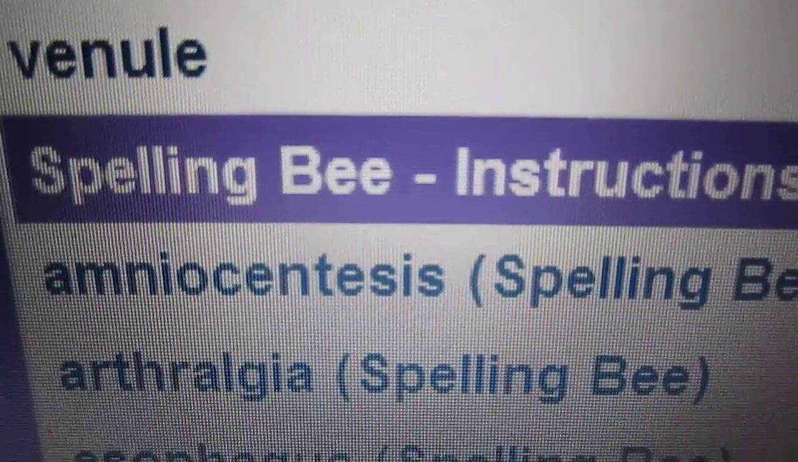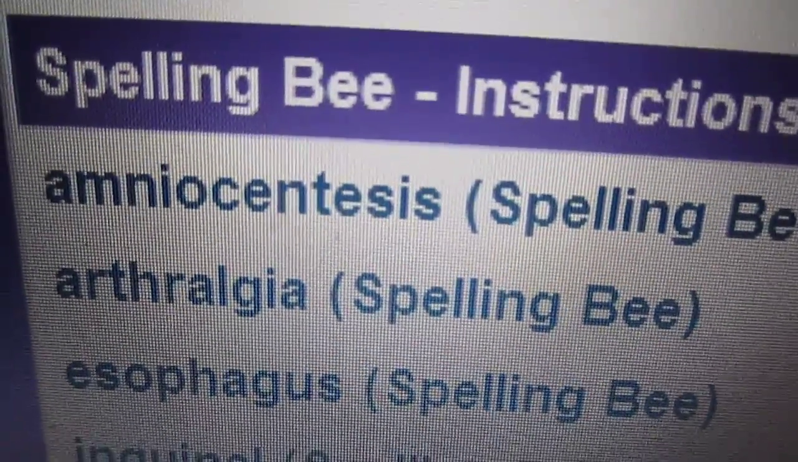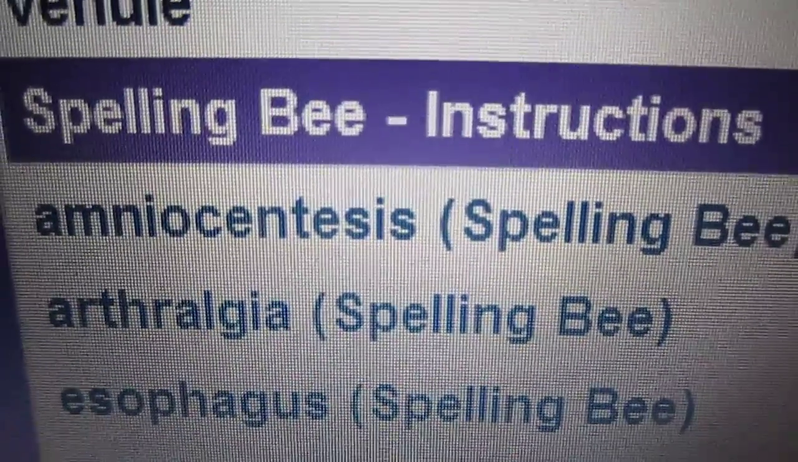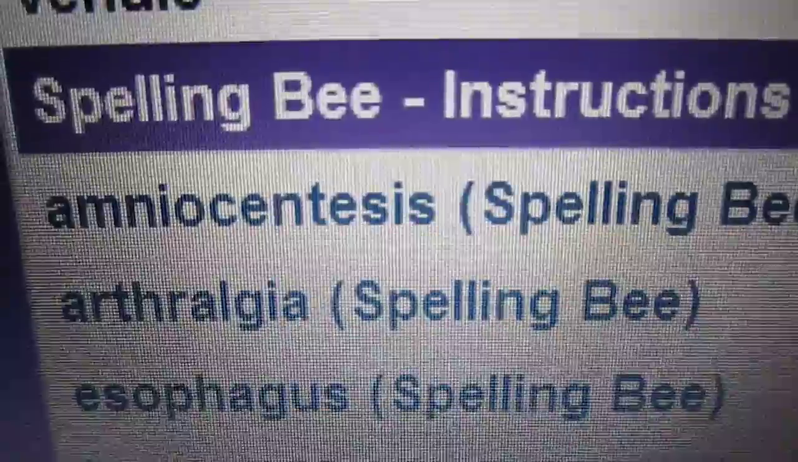For the spelling bee, I will read a term 2 times. Please spell it aloud, in your head, or on paper. Then I will spell it for you.